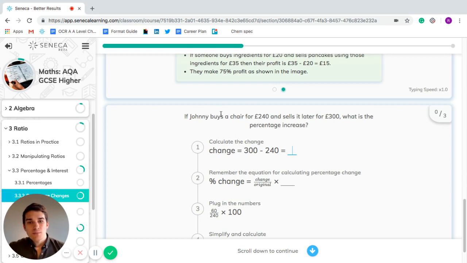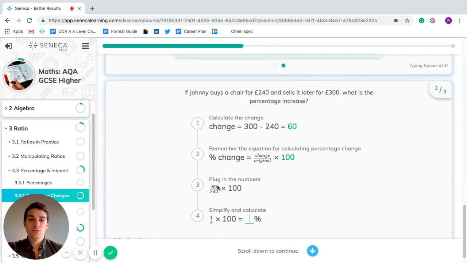If Johnny buys a chair for £240 and sells it for £300, what is the percentage increase? The change is the new amount subtract the old amount. 300 minus 240 is 60. Now remember the formula for calculating percentage change: the change divided by the original, times by 100.